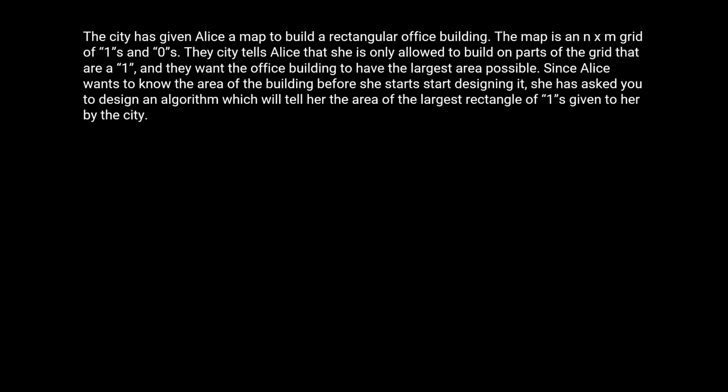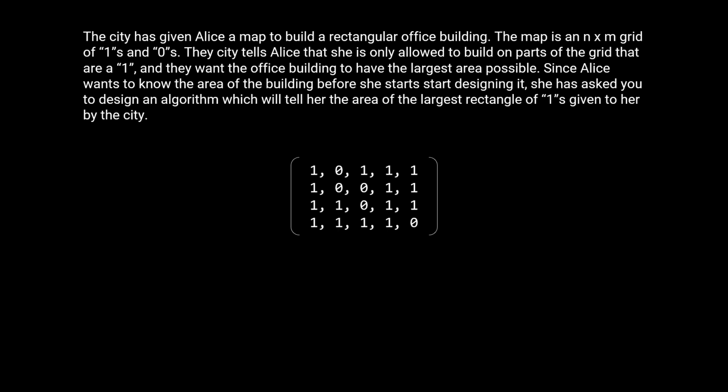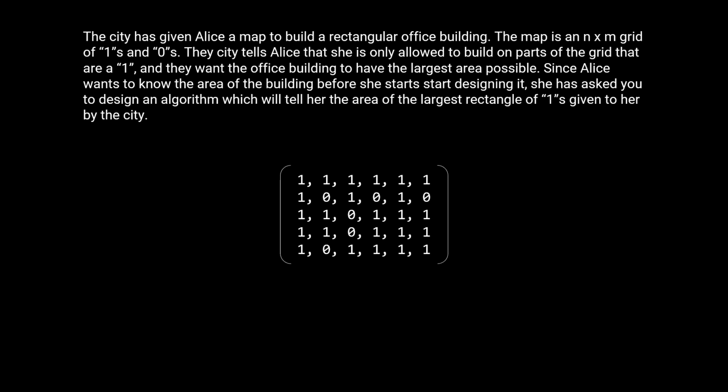by the city. So if we're given this as a map, the largest office building that could be built would be this rectangle here with an area of 6. And for this example here, the largest rectangle is on the bottom right with an area of 9.